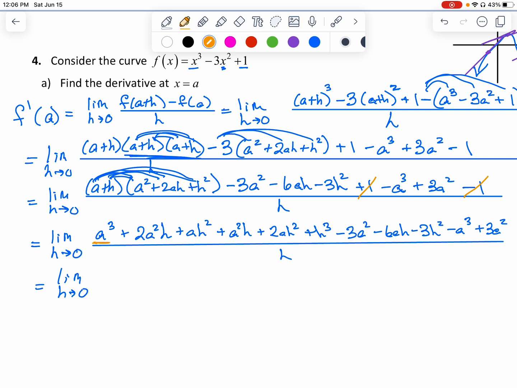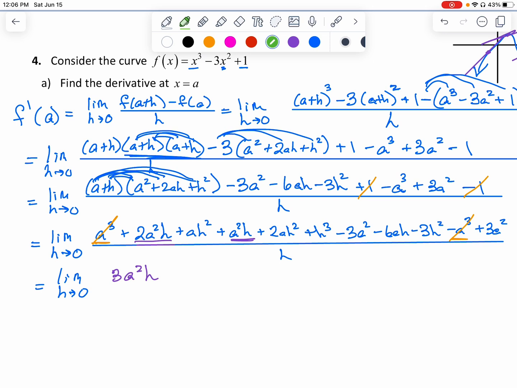So let's see, a cubed, there's a negative a cubed over here. So those cross out just like that positive and negative 1 did. So I'm looking for opposites. Next I have 2a squared h. Let's see if I have another one of those. Well, I don't, but what I do have is a positive a squared h. So those are like terms. So they don't cancel, but I can bring them down and combine the like terms.